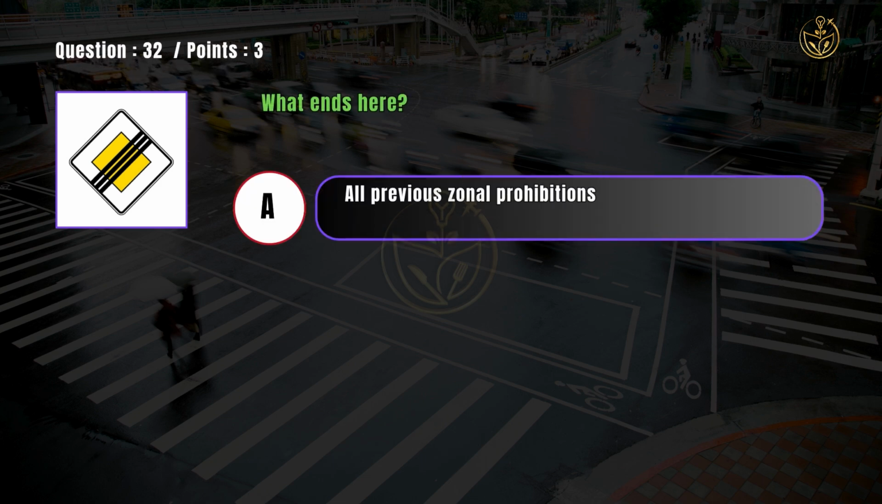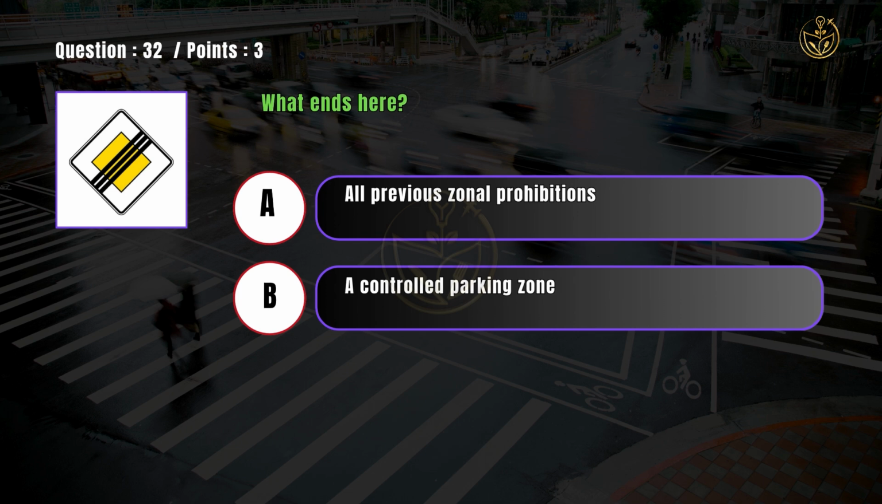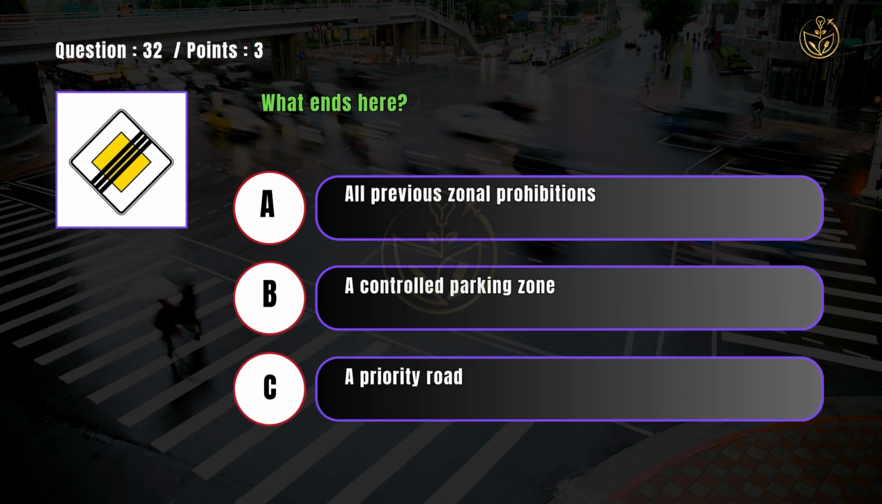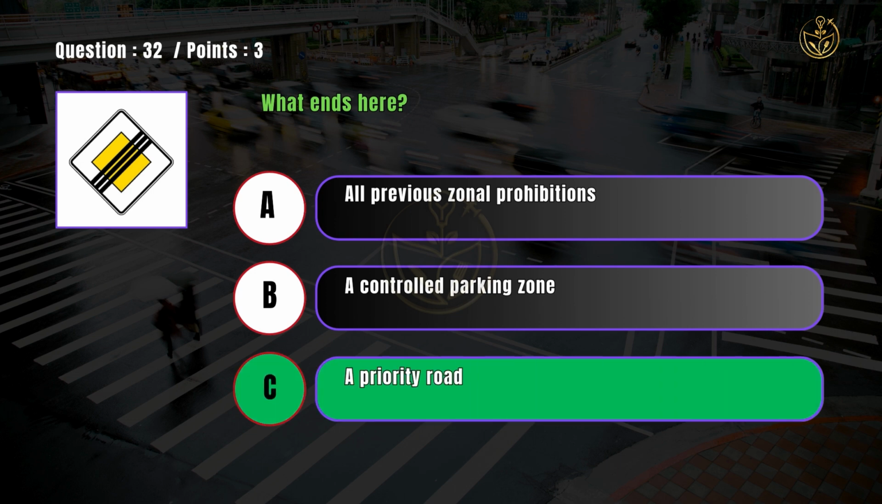What ends here? A. All previous zonal prohibitions. B. A controlled parking zone. C. A priority road. The correct answer is C. This sign indicates the end of a priority road section.